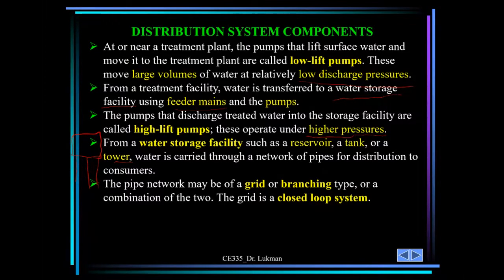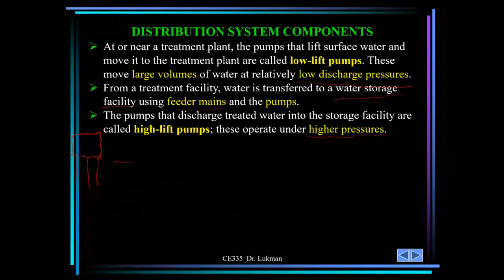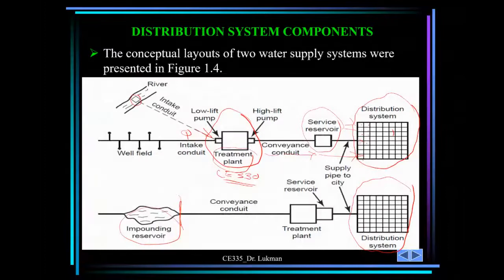The pipe network may be of a grid or branching type, or a combination of the two. The grid is a closed loop. Grid is simply what we have here. This is grid or loop. We call it loop or grid because this is like a grid system. And you have the branching type. Branching means it branches, just like a tree. You have some branches, not closing up, because a loop is closing up. So these are like the branching type.